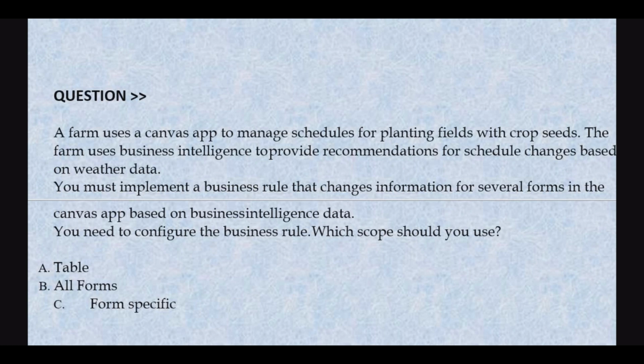Next one. A farm uses a Canvas app to manage schedules for planting fields with crop seeds. The farm uses business intelligence to provide recommendations for schedule changes based on weather data. You must implement a business rule that changes information for several forms in the Canvas app based on the business intelligence data. You need to configure the business rule. Which scope should you use? Option A, table. Option B, all forms. Option C, form specific.